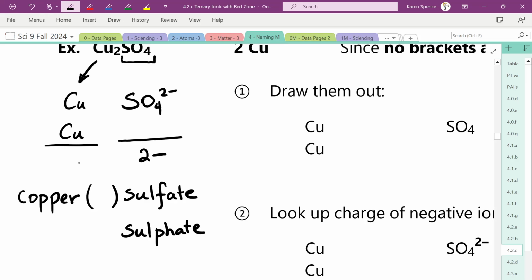What does the total positive charge have to be? 2. Does that mean that each individual copper is 2+? No. We have to take the 2+ and spread it out onto both of those coppers. So each one is going to be +1. And remember, it's the charge of an individual copper ion that goes in there. So it's going to be copper 1. Copper 1 sulfate.